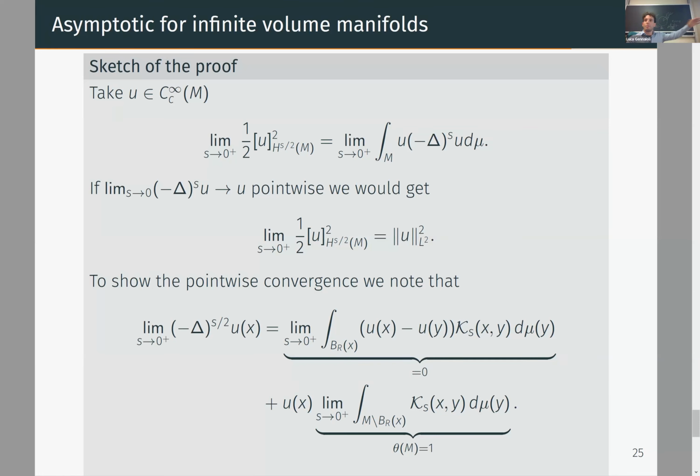You are integrating in the complement of the ball of radius r. So that quantity there is theta of m. It's really theta of m. So you could actually perform the asymptotics also if this were not one, so also in non-stochastically complete manifolds, but let's not enter into that.